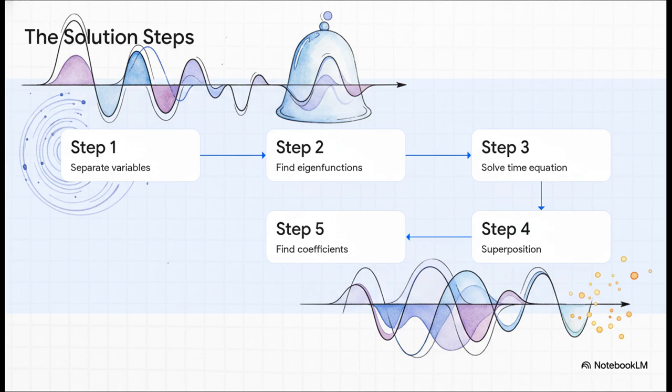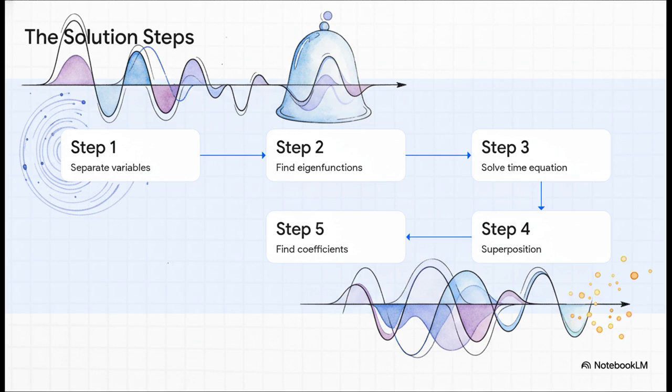So here's our 5-step roadmap. First, we use a classic technique to split the problem into 2 easier ones, one for space, one for time. Second, we find the special wave shapes. These are our eigenfunctions. They can actually exist on our rod given its constraints. Third, we solve for time to see how each of those individual waves fades away. Fourth, we add all those fading waves back together.